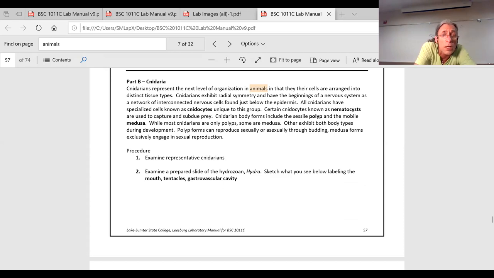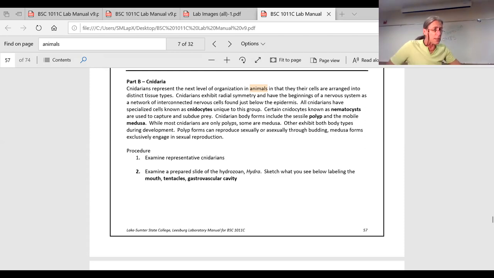Cnidarians have radial symmetry, so that means direction is not important to them. If you think about what we're talking about in Cnidarians, it's the jellyfish, the anemones, and some other critters that we'll take a look at. Someone that you're probably more familiar with than you think you are.